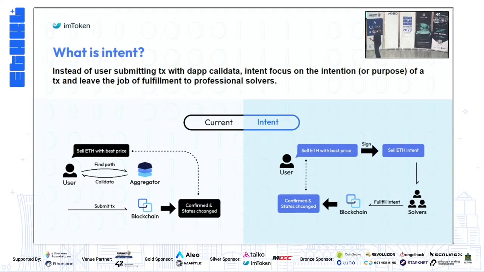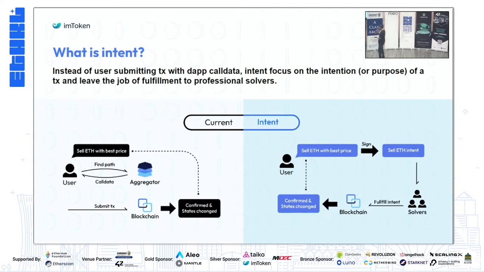After that, the intention is broadcast to the solvers. These solvers are professional solvers. Their job is to fulfill that kind of intention, or the purpose from the users. So the solvers try to find the so-called solution for that intention. Then one of the solvers sends the transaction with the right solution to fulfill that intent to the blockchain.